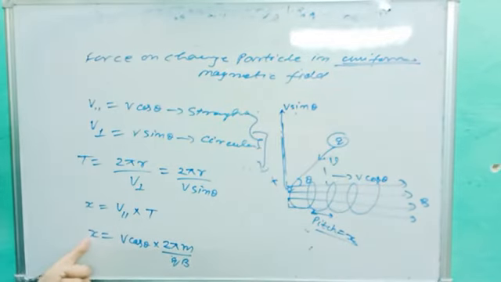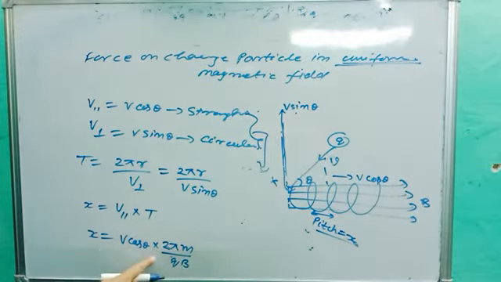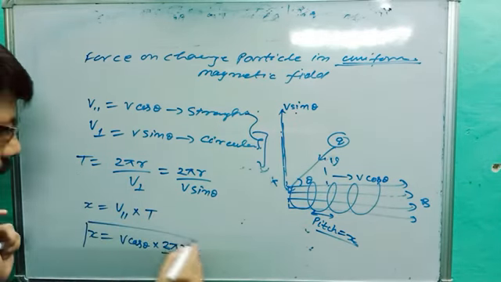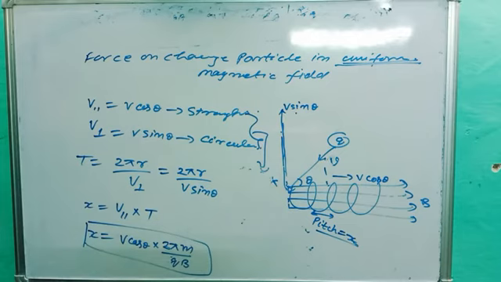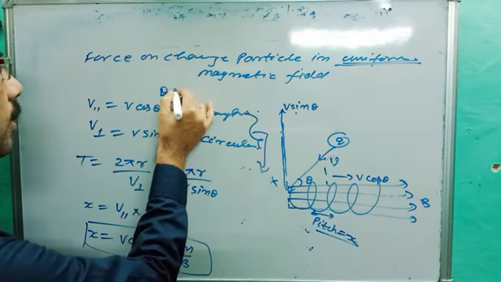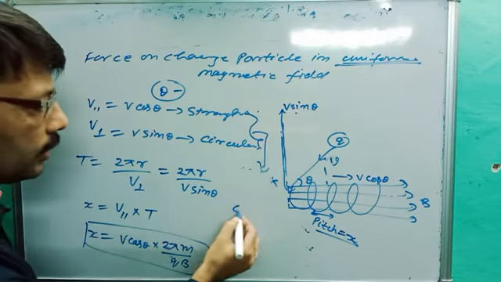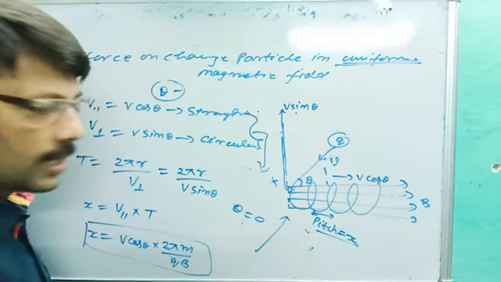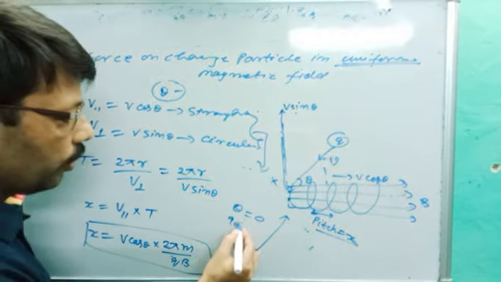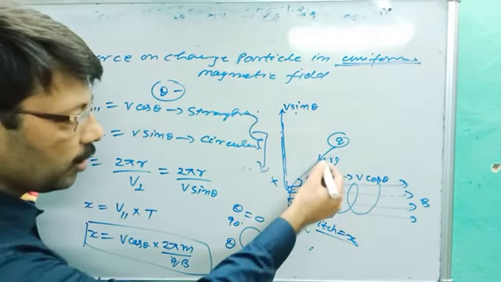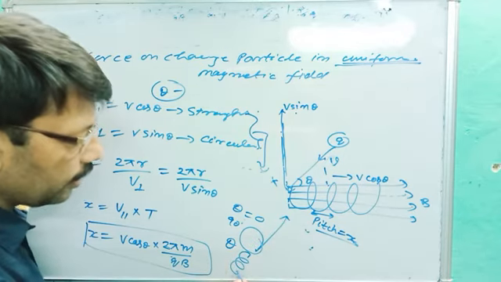So this is the pitch. x is equal to v cos theta into the time period. Previously we got 2 pi m upon qB. So this is all about your pitch when it enters at a theta angle. So we have three conditions. When theta is equal to 0, it passes in a straight line. When theta is equal to 90, it rotates in a circular path. When it enters at a theta angle, its resultant track will be a helix.